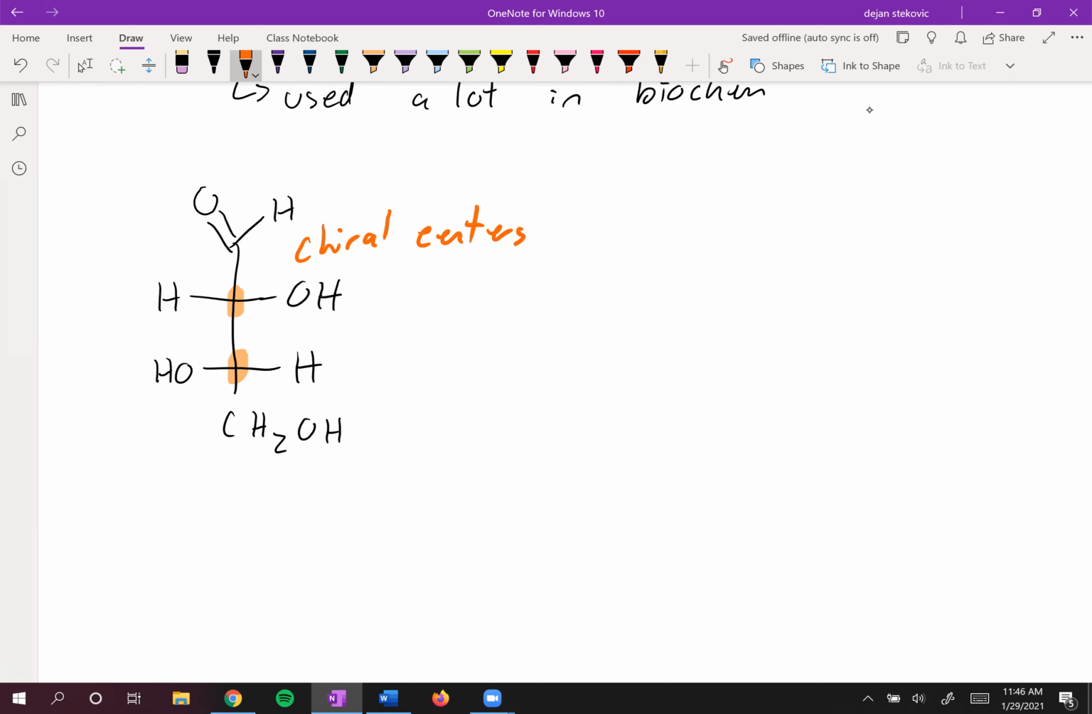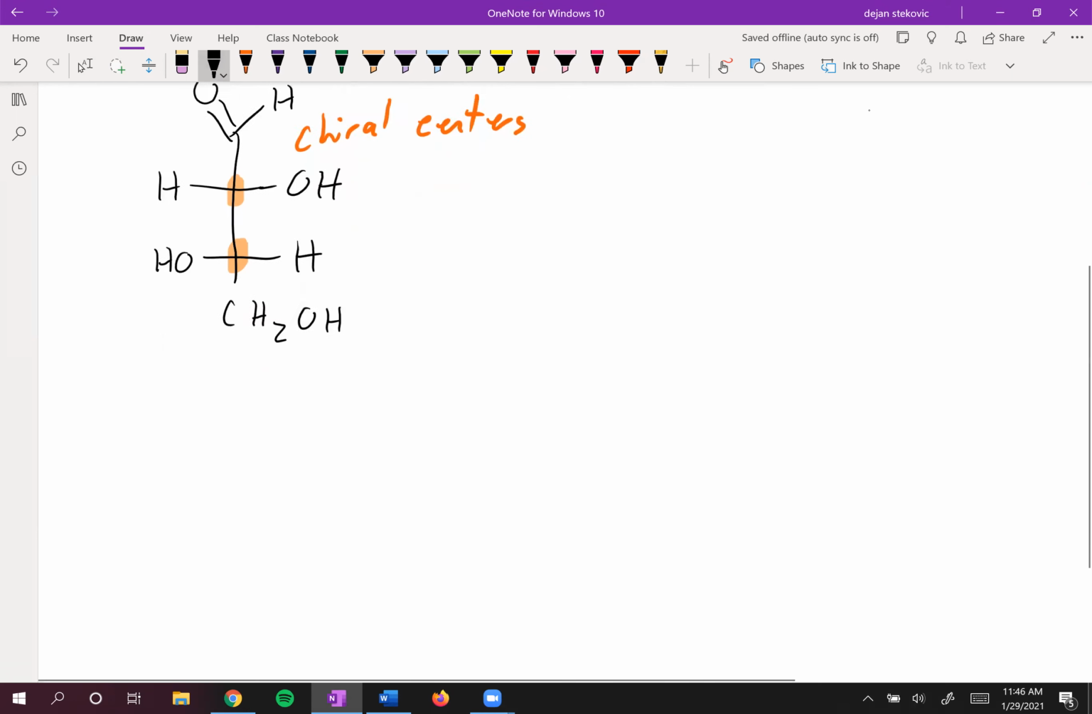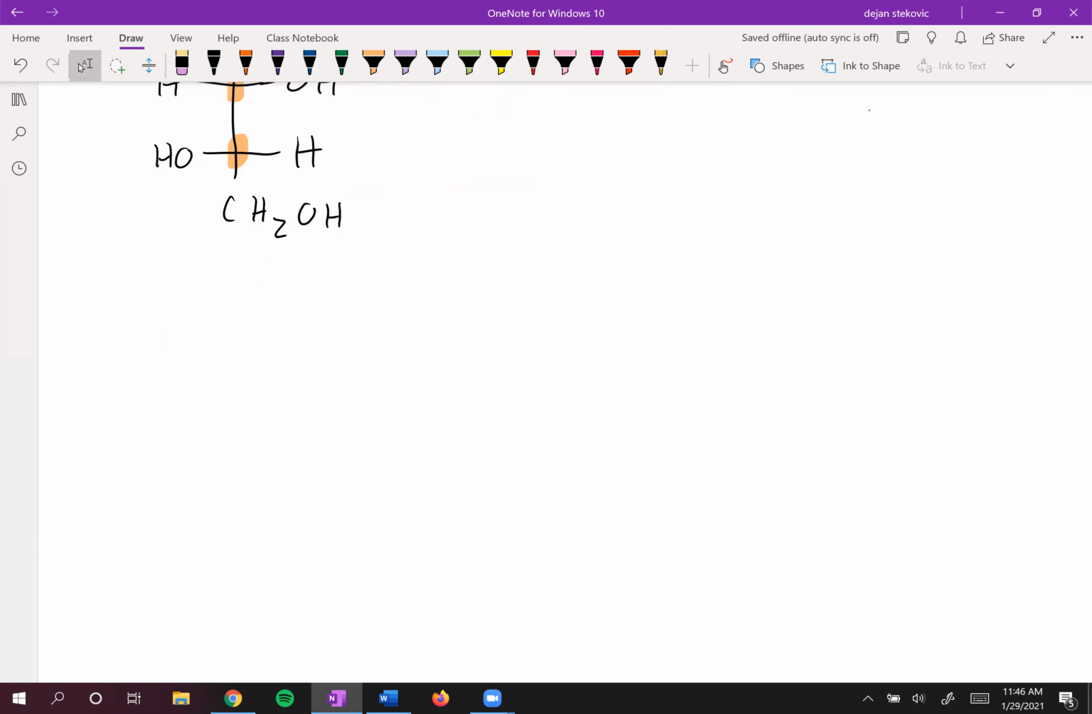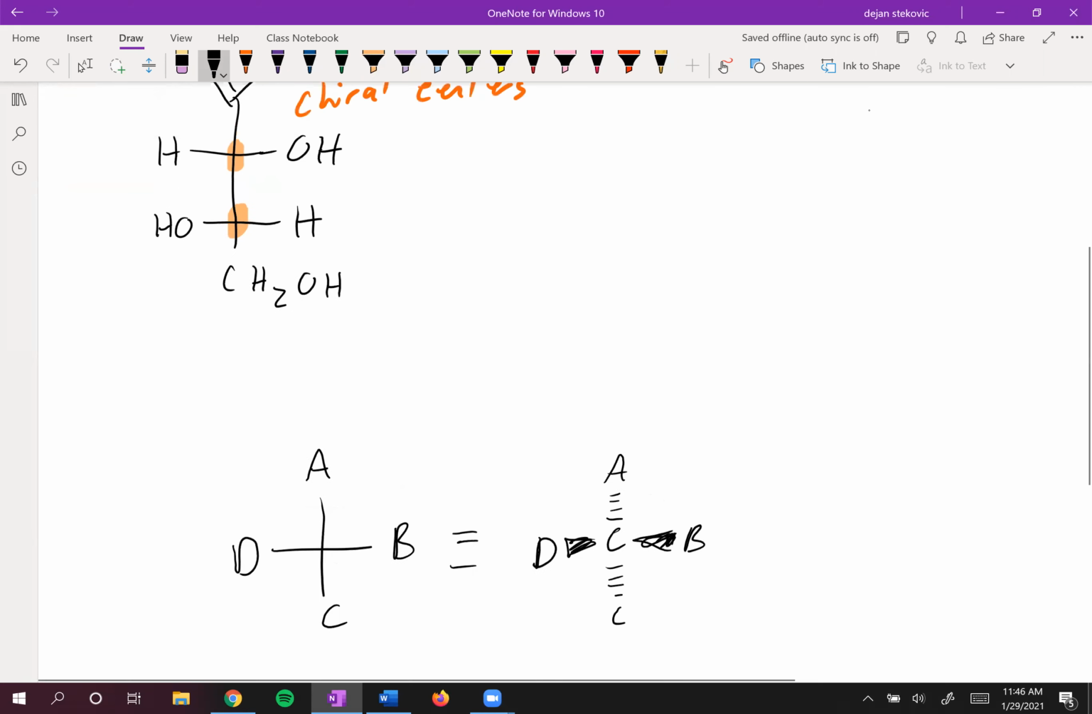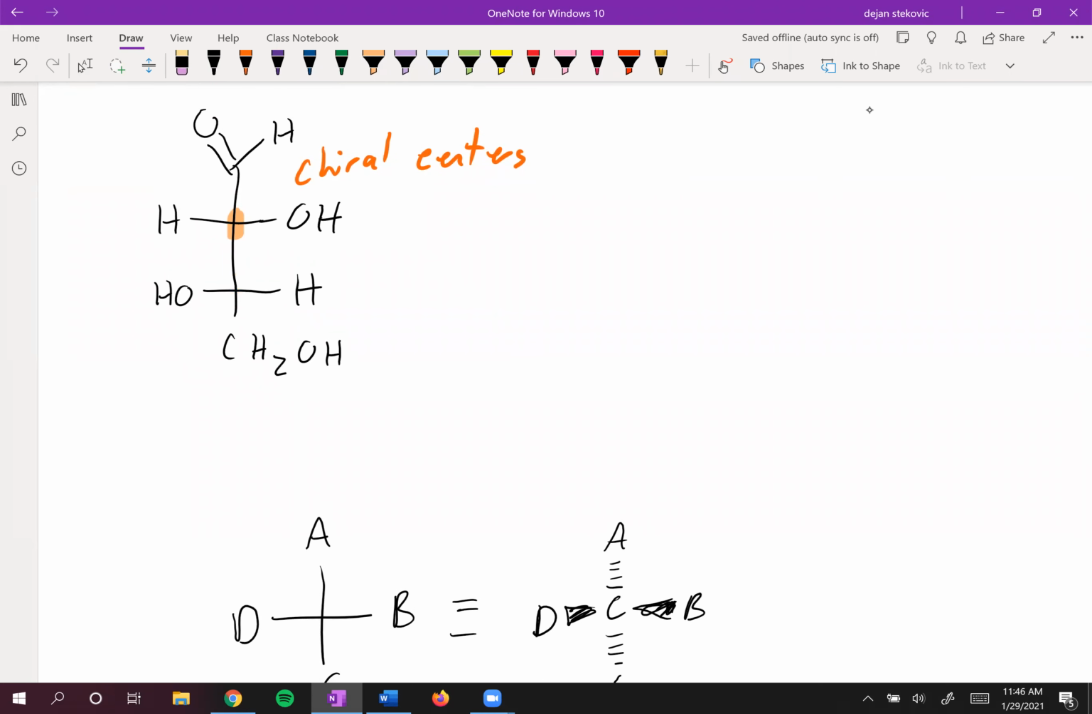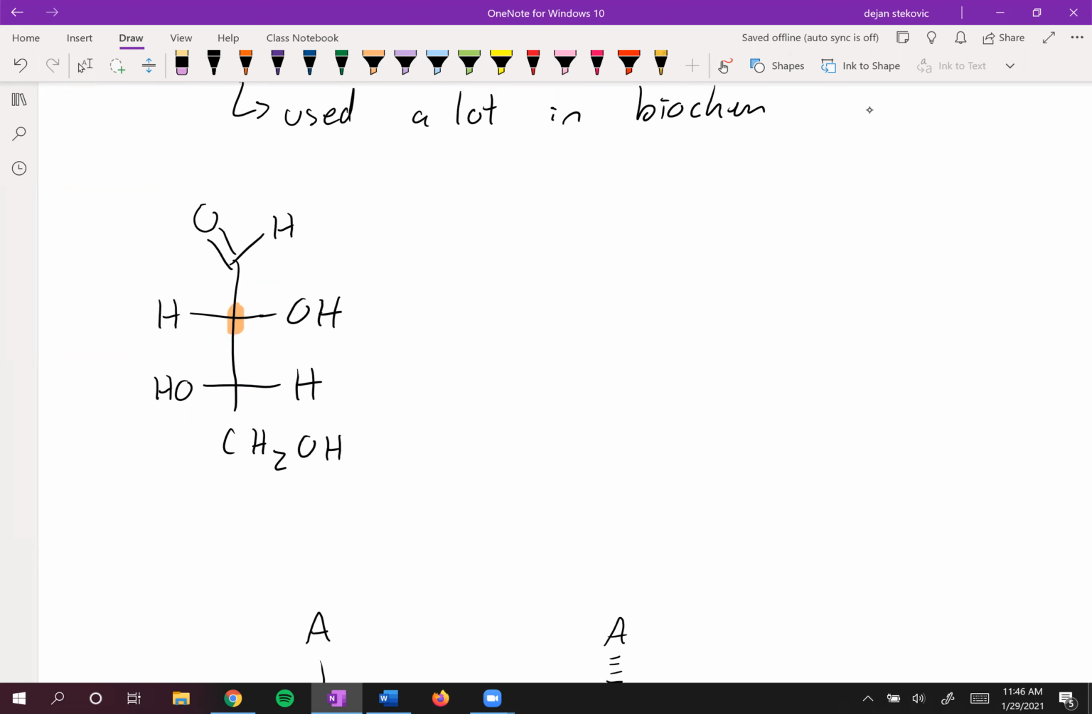And so we want to know how to read these Fischer projections to figure out whether they're R or S. The way this works is if you have a Fischer projection, it's always this kind of plus sign. We're going to call these groups A, B, C, and D. All it means is that the top and the bottom are going into the back of the board, while the ones on the side are coming out of the board. So let's take a look at this top chiral center up here, and let's determine whether it is R or S.